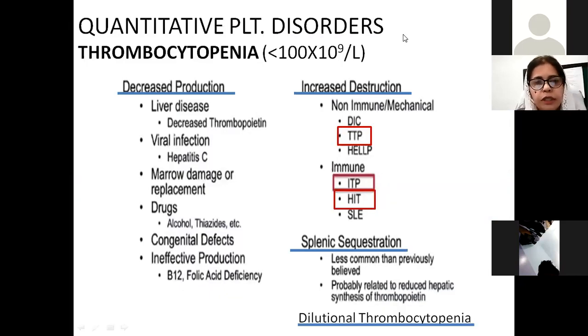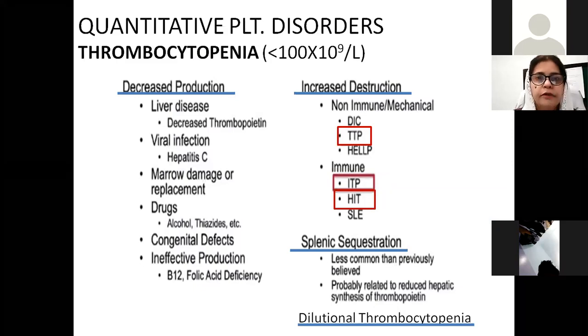Now coming to the platelet disorders. As I mentioned before, either the count is low, which is thrombocytopenia, or the count is normal or low normal, but they are dysfunctional. So what are the major causes of thrombocytopenia? We use the term thrombocytopenia when the platelet count is less than 100 × 10^9 per liter, the normal range being 150 to 400.